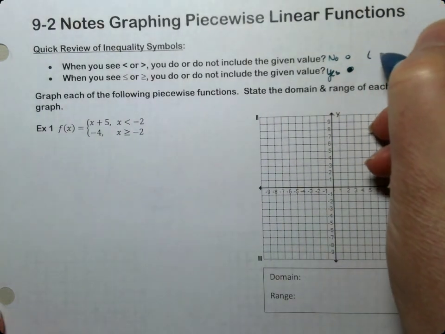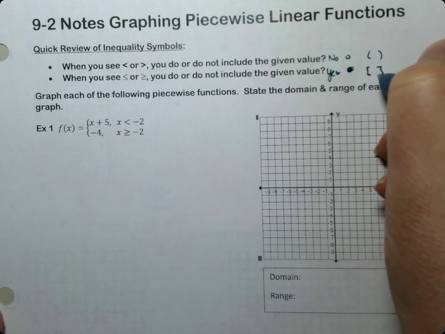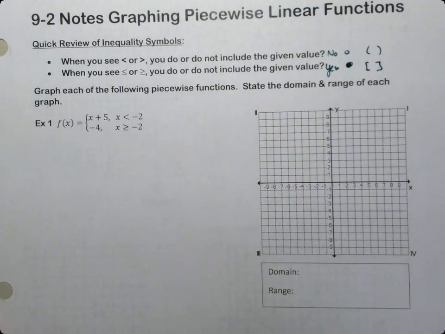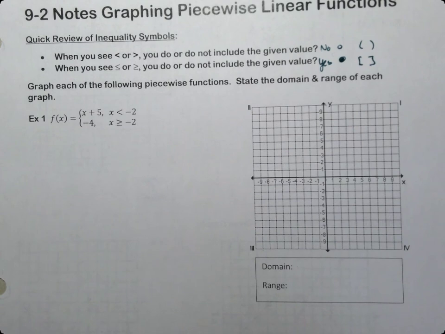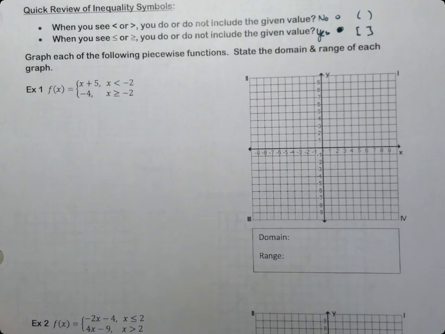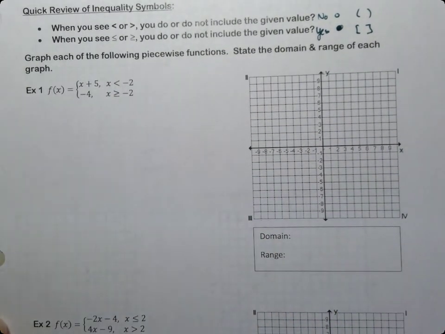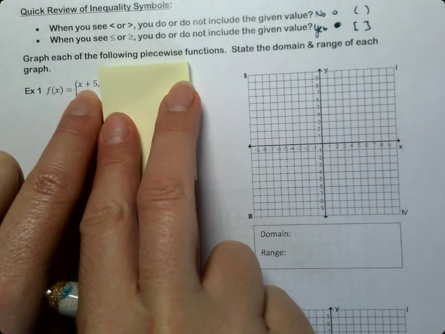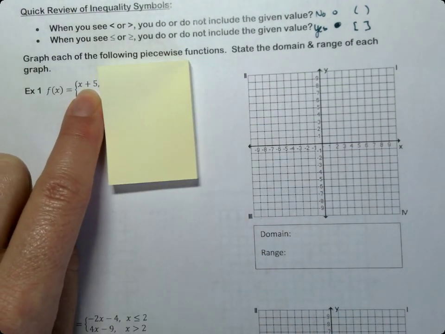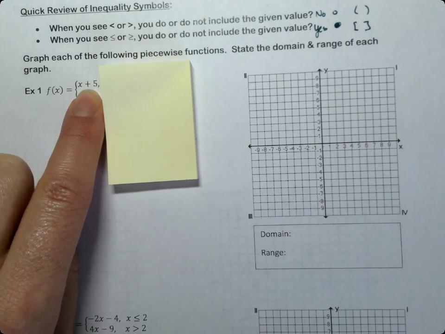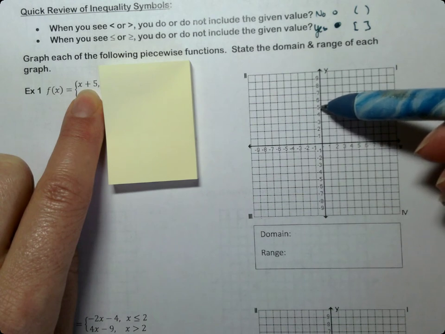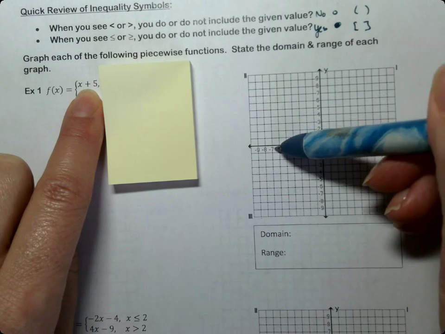If it's not included, it's parentheses. If it is included, it is brackets. Okay, so first things first, you are going to be graphing multiple things on one graph. So if you look at this, we have two separate functions. Now, if I would just cover this up, you would be graphing the line f of x, or y equals x plus 5. And you would just graph a line like you always do. Your y-intercept is at 5, your rise is up 1, over 1, and you would sketch in a line going on and on and on.